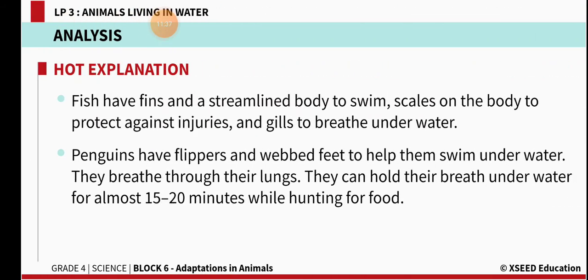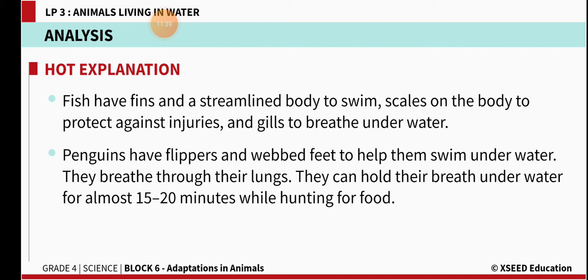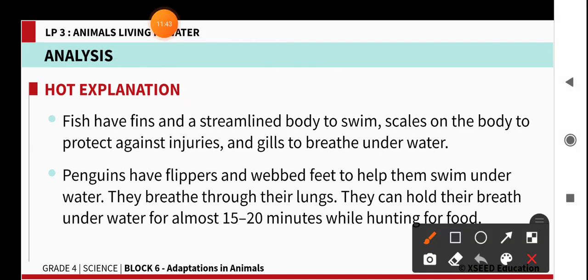Fishes have fins and a tail for movement, whereas penguins have flippers and webbed feet for swimming. Penguins also live in the water. They have flippers and webbed feet, whereas fishes have fins, a tail and a streamlined body. So these are the differences between penguins and fishes.